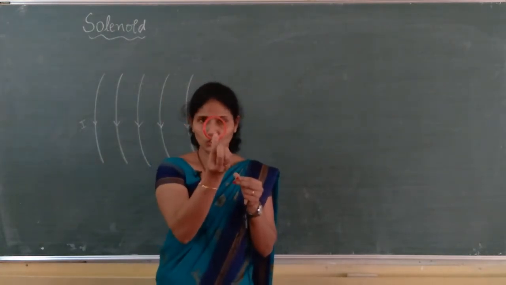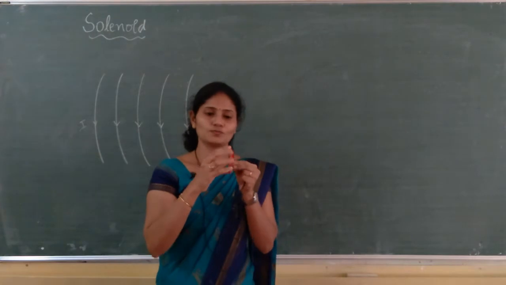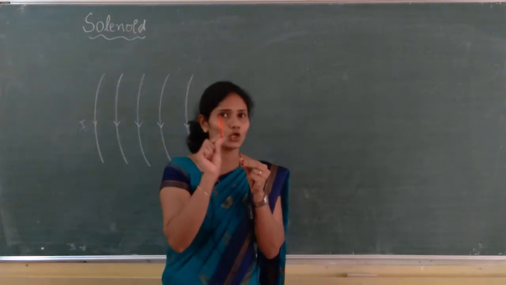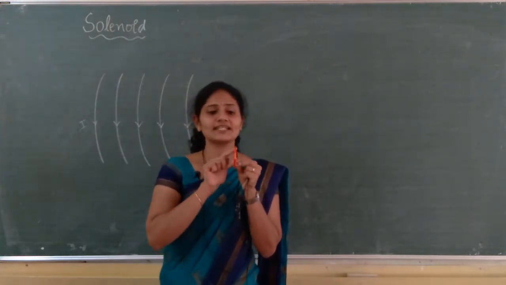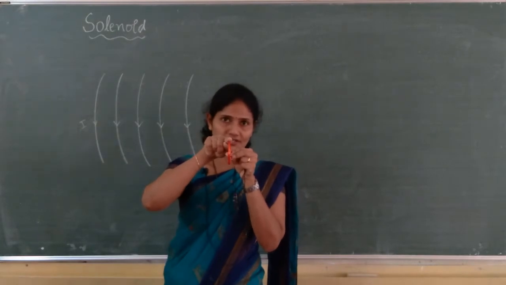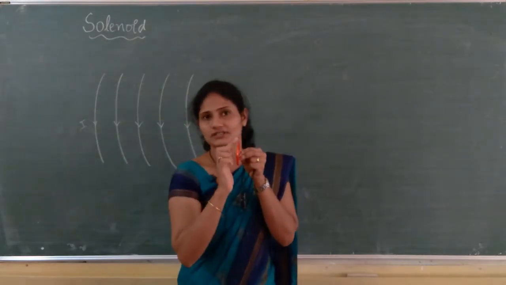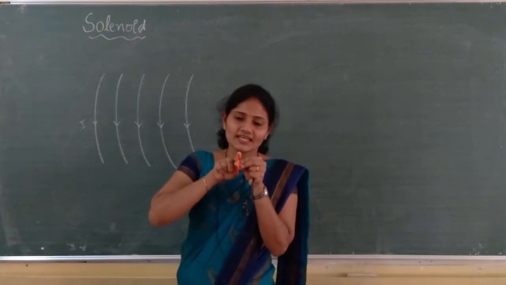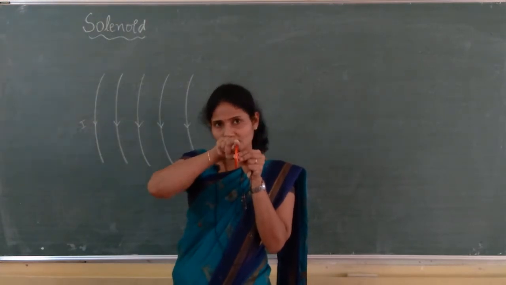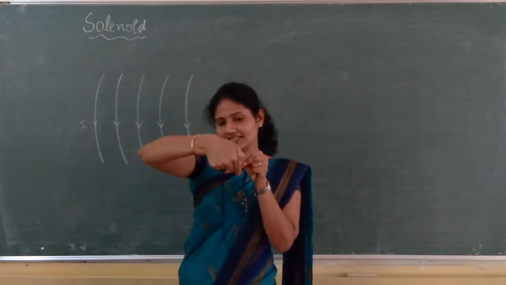This is a circular loop. A solenoid means we have n number of loops which are closely packed. This is one circular loop, and in this loop current is flowing in this direction. If you observe the circular loop from here, you will notice that at this point the current is flowing like this. At another point the current flows like this, and at this point the current is flowing like this.